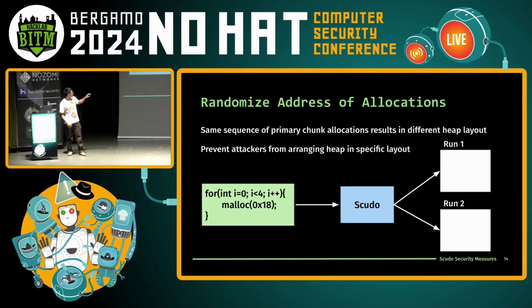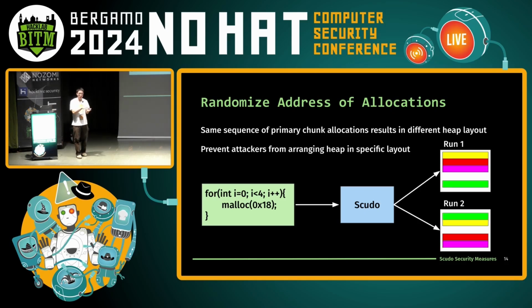So here we have a program that allocates 4 chunks. And in the first run, the heap layout looks like this. You run the program again, and the heap layout is different. And this makes it very hard for an attacker to predict the heap layout, which is very important in heap exploitation, because usually you need to have a specific heap layout to actually exploit a heap vulnerability.